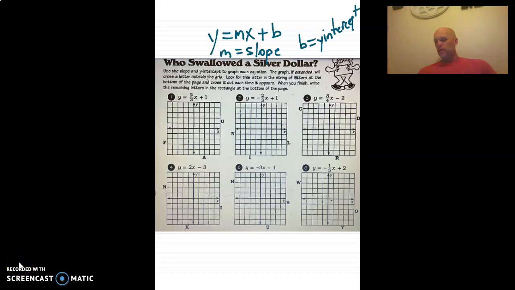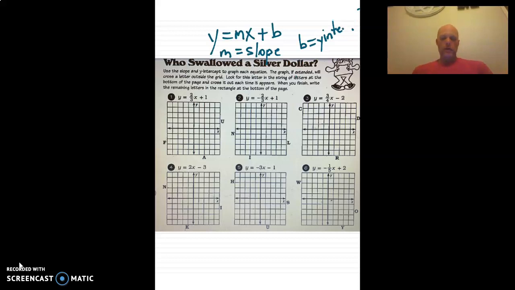Alright, here is your assignment. There is more to it than just this. There are actually 9 graphs. You have to take the equation y equals mx plus b, which is slope-intercept form, and draw that. You have to graph that line from slope-intercept form.